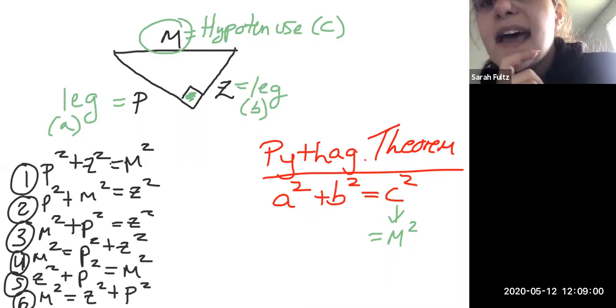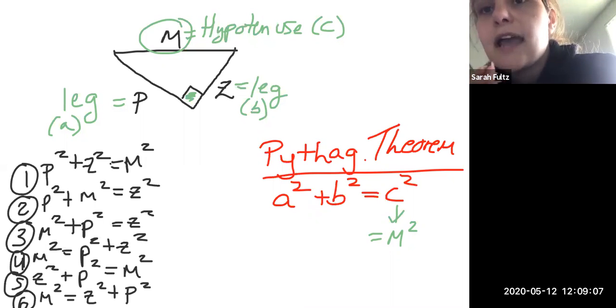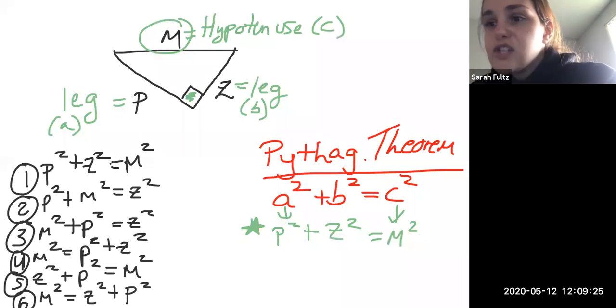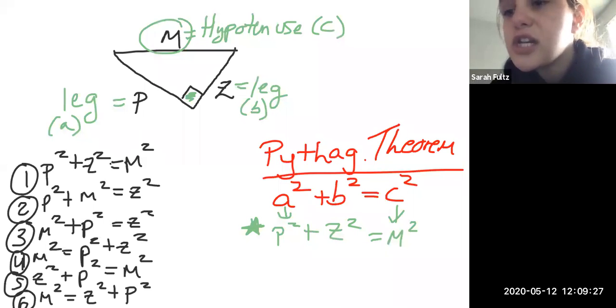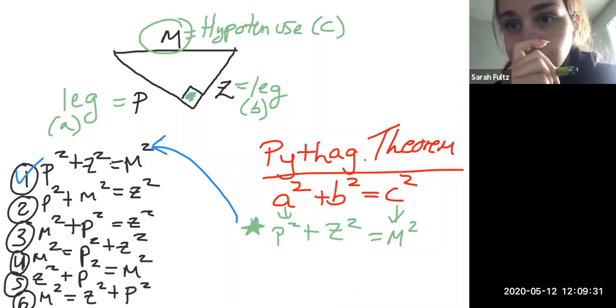And here I said that we could switch the legs if we wanted to, but for now I'm going to start with A being leg P. So this is going to become P squared. And Z being leg B. So this is going to become Z squared. So when I first put M, P, and Z into the Pythagorean theorem for the A, B, and C, this is the equation I get. And this equation matches number 1 here, so we know this is true.